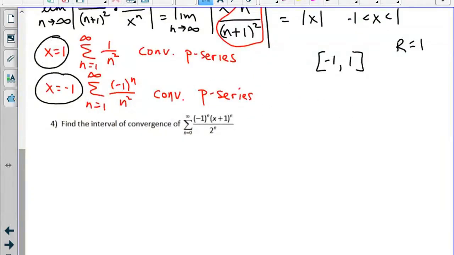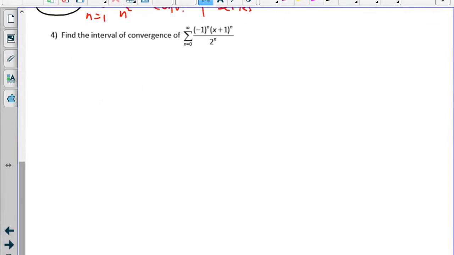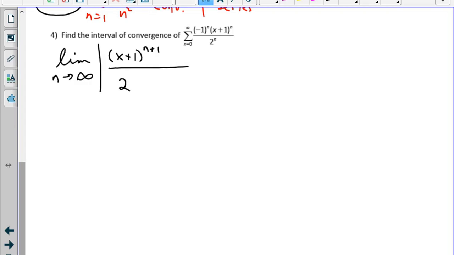Problem 4, find the interval of convergence of this series. So notice it's an alternating series. First thing I'm going to do is find the interval of convergence not taking into account the endpoints. So limit as n goes to infinity of (x plus 1) to the n plus 1 over 2 to the n plus 1. And then I'm going to multiply by the reciprocal. So that's going to be 2 to the n in the numerator and (x plus 1) to the n in the denominator.